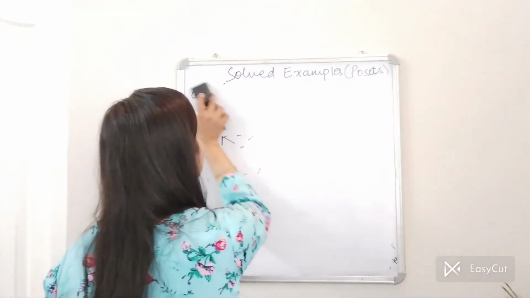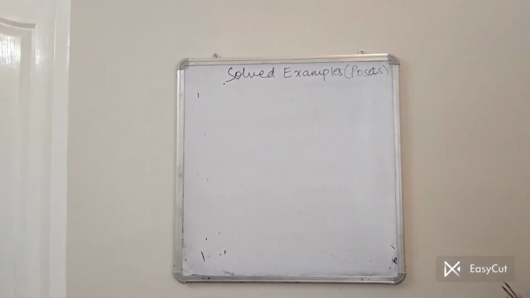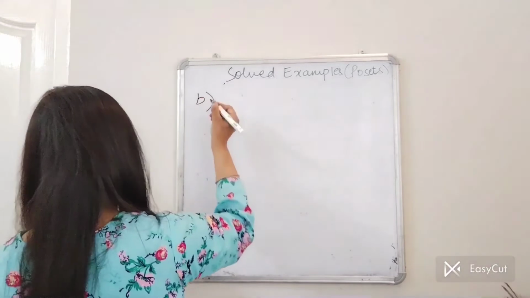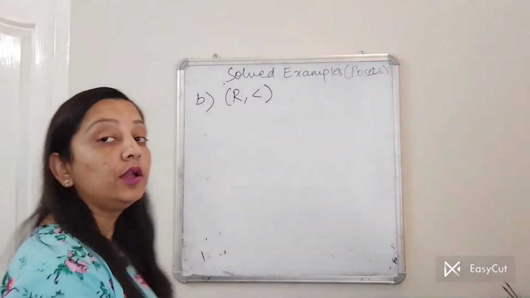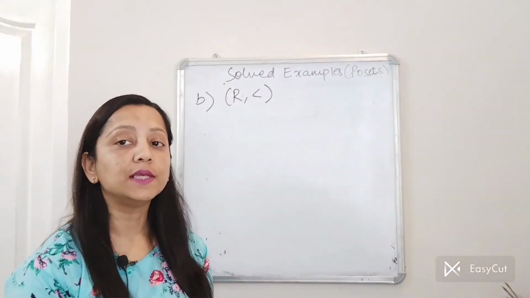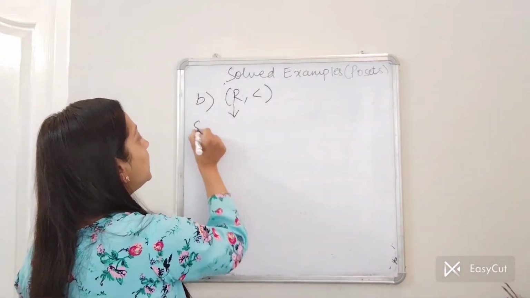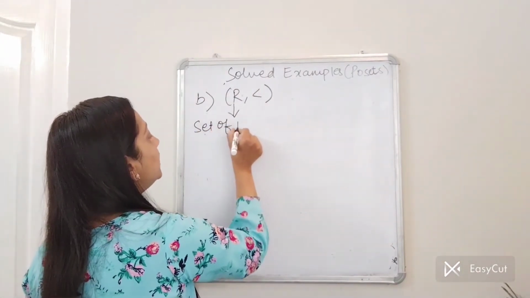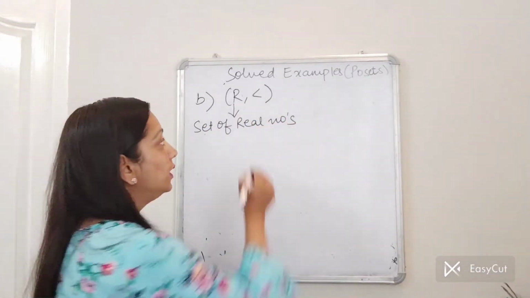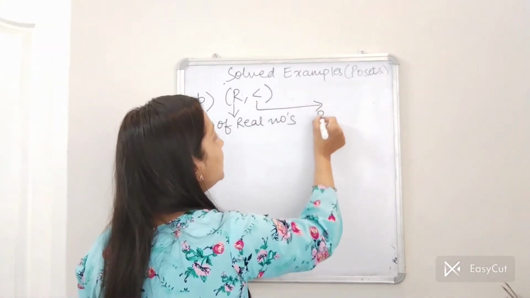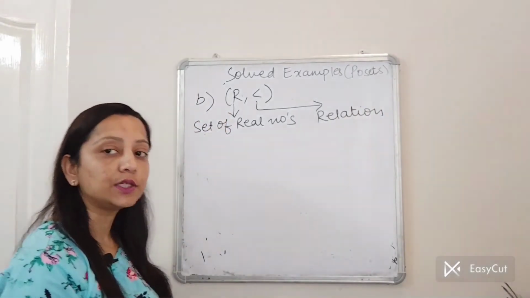Now let's look at the other problem, which says R comma less than. Here I have to prove whether R comma less than is a poset. Again, R here is the set of real numbers, and this less than is the relation which is formed on the set of real numbers.